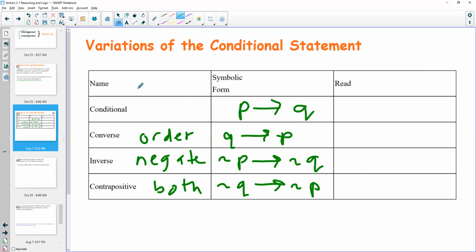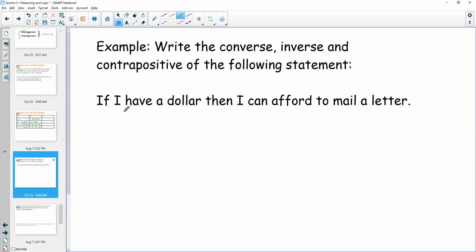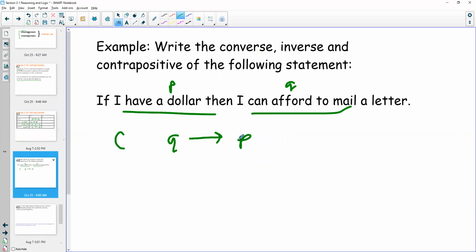Okay, and we can do this in words. So if I have $1, then I can afford to mail a letter. This is my P, and this is my Q. The converse is switching them around. So I'm going to do Q, if I can afford to mail a letter, then P, I have $1. Pardon me. The inverse is the nots. Not P, then not Q. So I would write, if I don't have $1, then I can't mail a letter.